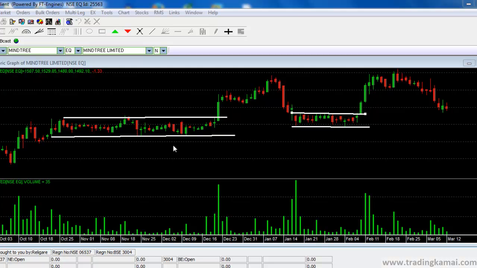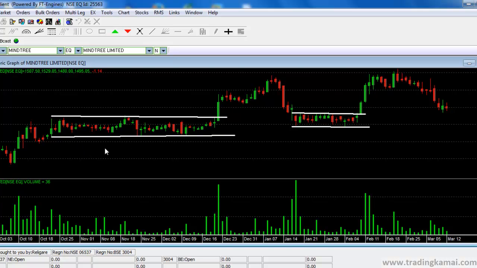So for example, if you see this Mindtree over here, right from October to December, that's approximately a month, there were smart people with smart money who were investing regularly in the stock and accumulating. Now this accumulation phase can go for months, it can go for years, or it can go for days together.